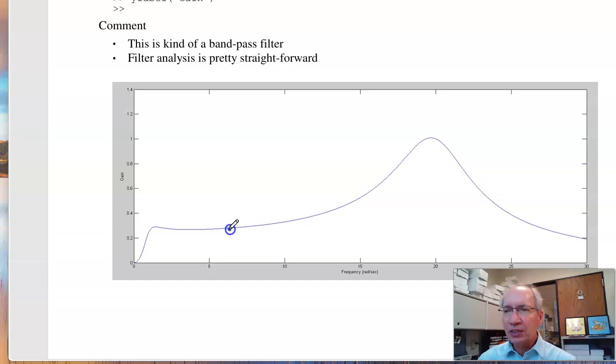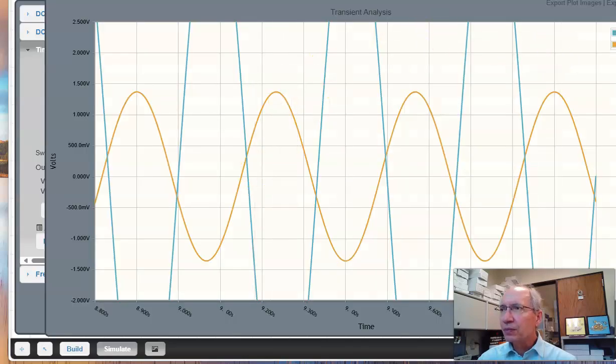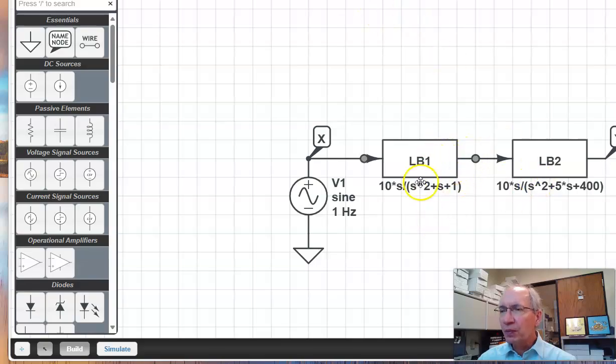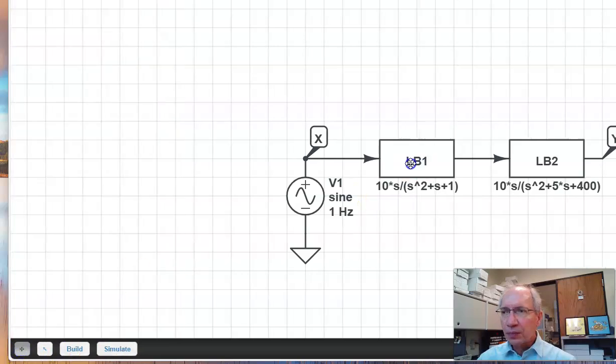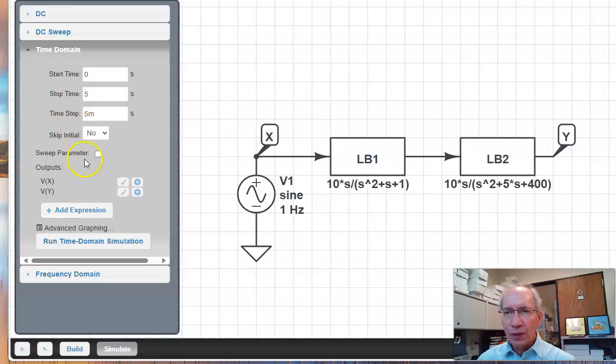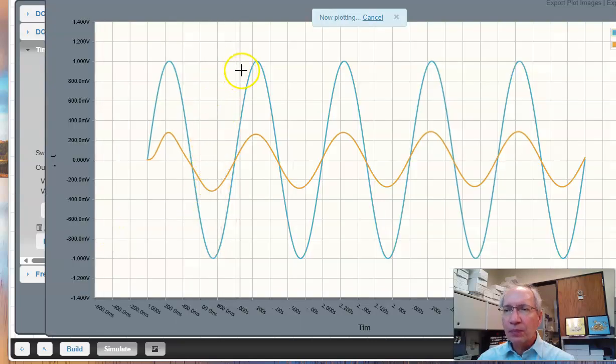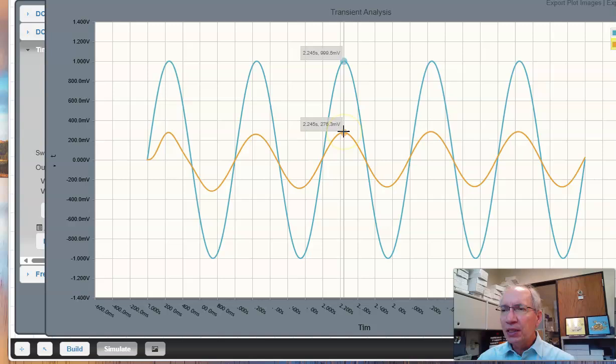At 1 hertz, that's 2 pi radians per second. The gain ought to be right around 0.3. So let's try that. Here's my filter. I'm going to do it in 2 stages. There's the first stage, second stage. I could do it in 1 stage if I wanted. Let's do a simulation. I'm going to plot x versus y. Input is 1 Hertz. Run. So the input is 1, and here's the output. It's about 0.278, about 0.3.